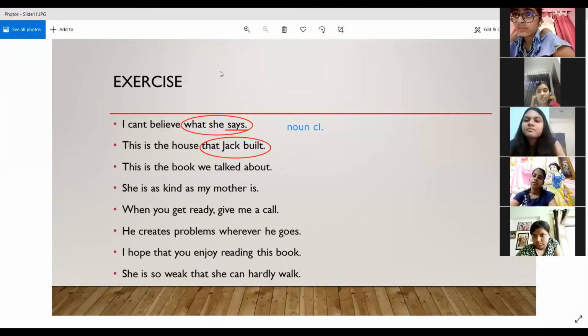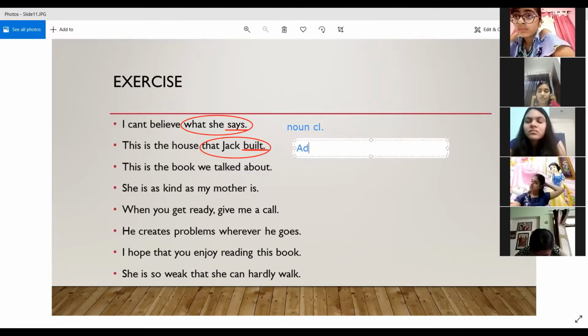So over here, what is happening? Basically, we are describing the house. So it is acting as an adjective, and built, a verb, is present in the clause. So it will be considered a clause. So I'm going to write adjective clause over here, but I'm not going to write the whole part. I will just write ADJ for it, short, and I will move on.